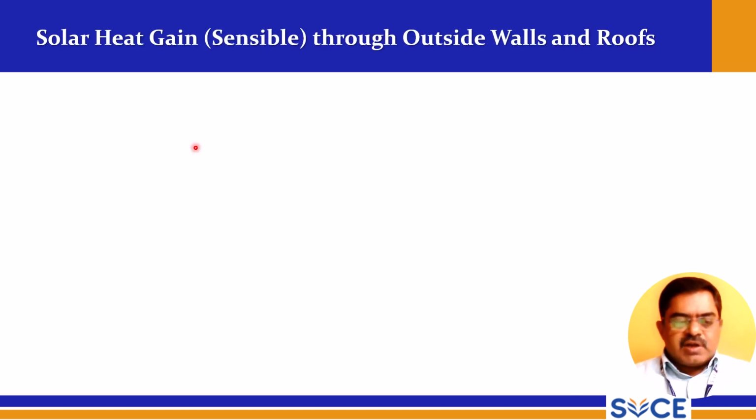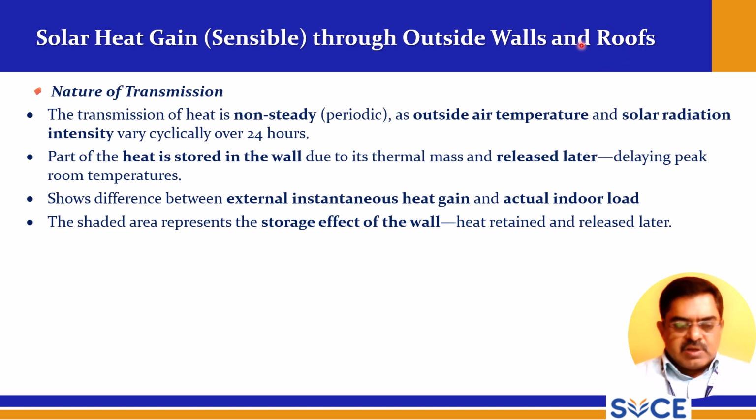Now, solar heat gain, sensible, through outside walls and roofs. It is sensible heat only, there is no moisture involved here. The transmission of heat is non-steady and periodic, as outside air temperature and solar radiation intensity vary cyclically over 24 hours. So it varies from low to high every day in a cyclic manner.